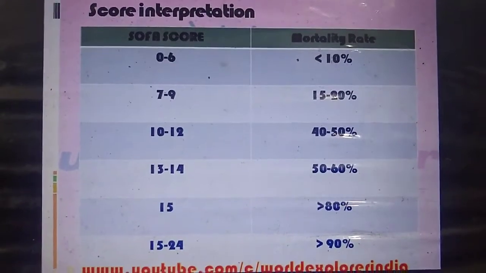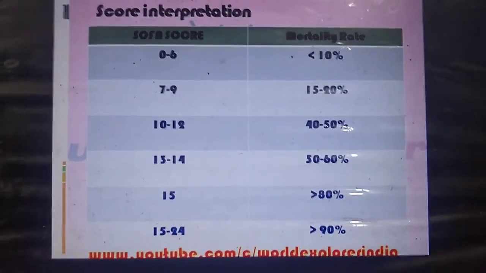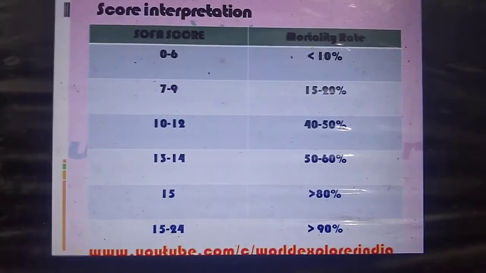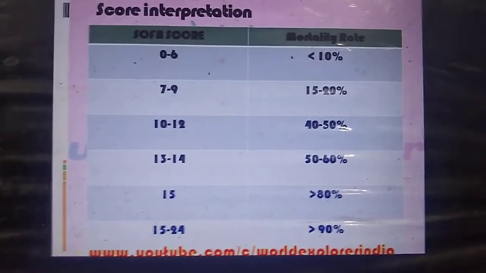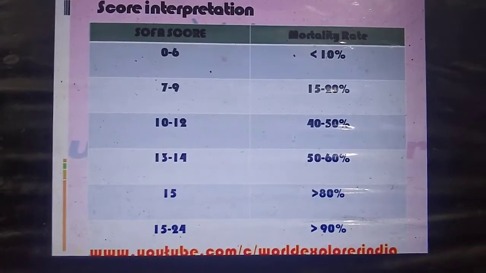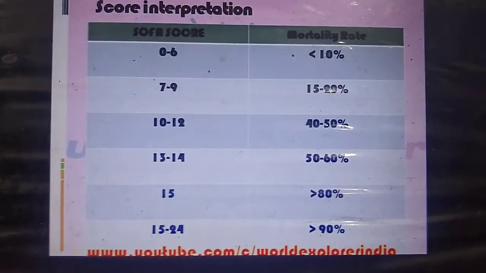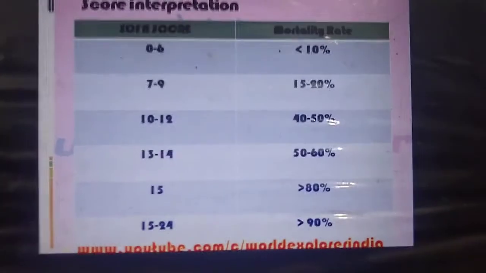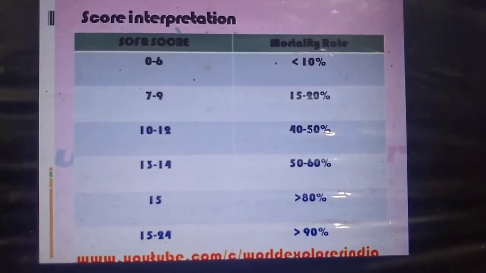Next thing is score interpretation of the SOFA score. I have taken this from one website. They are saying that if it is 0 to 6, the mortality rate is less than 10%. If it is 7 to 9, it is 15 to 20%. You can see that as the score increases, there is an increased chance of mortality. So that is the score interpretation of SOFA.